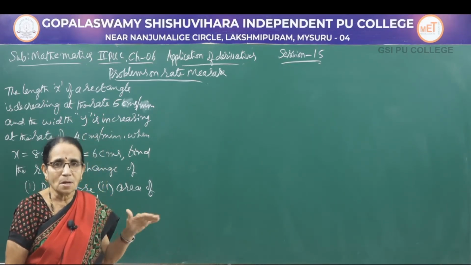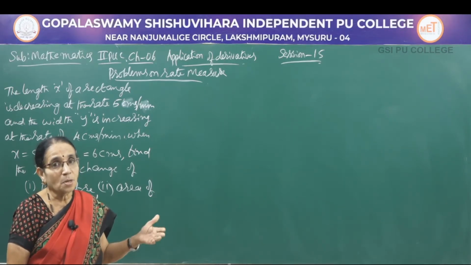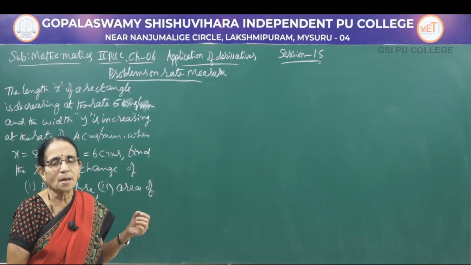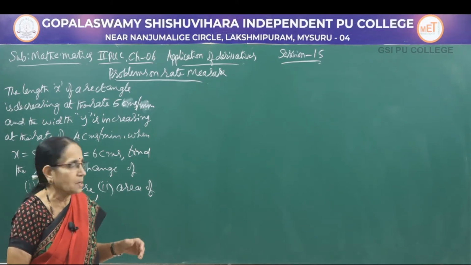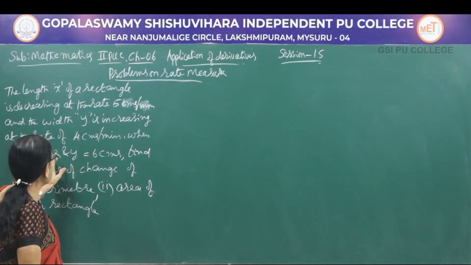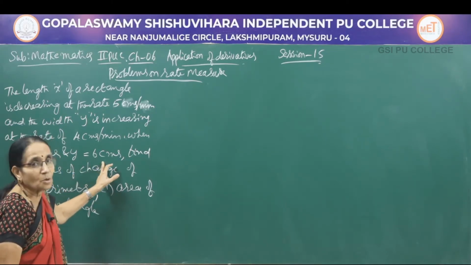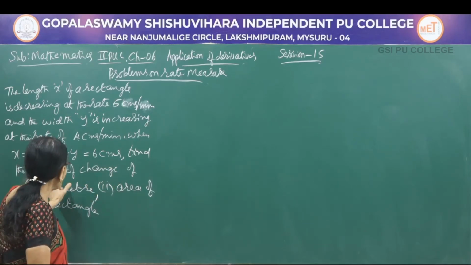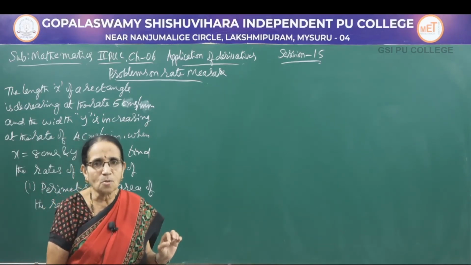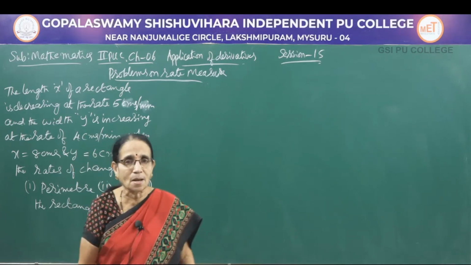Here they had already given x and y in the problem, so there is no need for you to assume length as x and width as y. If it is not given, you have to take let x be the length and y be the width. Now, what you have to calculate is, when the length x is 8 centimeters and the width y is 6 centimeters, you have to find out the rate of change of the perimeter and also of the area of the rectangle.